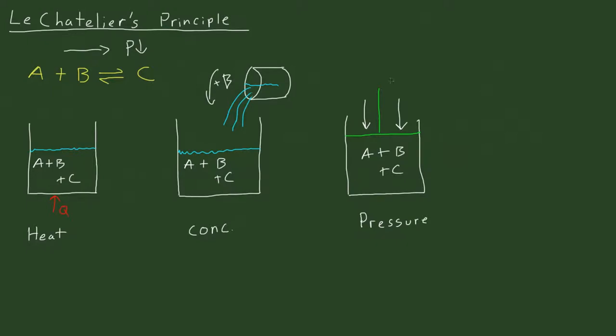Conversely, if we had this piston go up and reduce pressure, it's going to shift to the side that would try and keep that pressure the same, right? It doesn't want to change. So what it would do is it would shift the equilibrium to the left, right? You'd see more of A and B as opposed to C, right? So if we shift it to the left, pressure is going to increase.